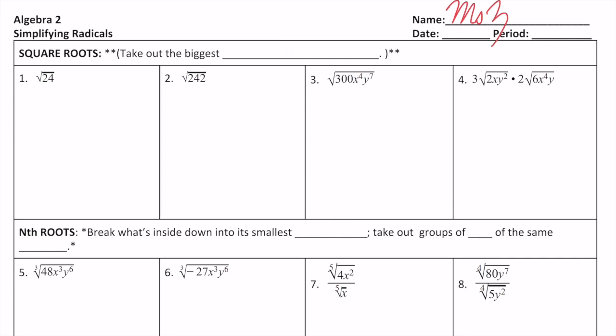In this video, we're going to talk about simplifying radicals. We're going to start with square roots. To simplify a square root, which is what I want to do here, I want to take out the biggest perfect square factor. I don't want to have any perfect square factors inside of the square root, and that way I don't have any left.